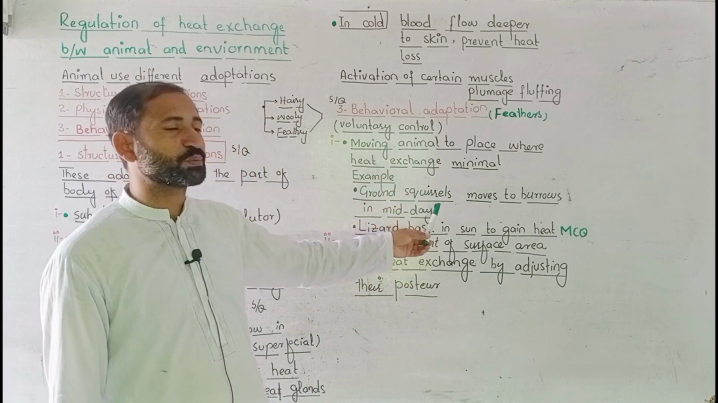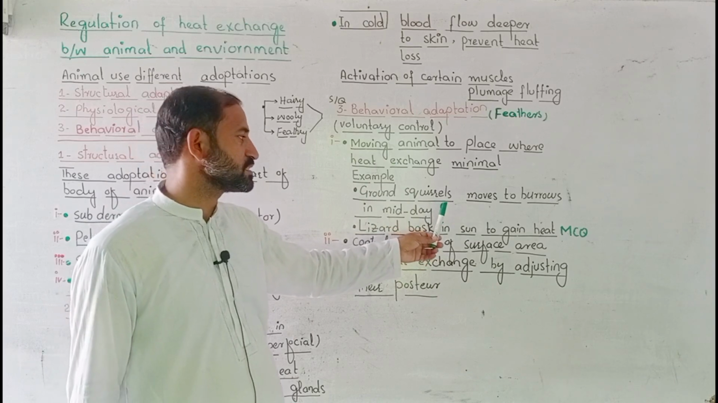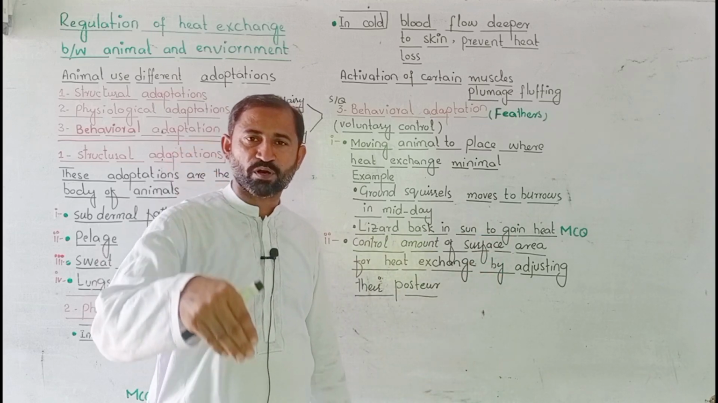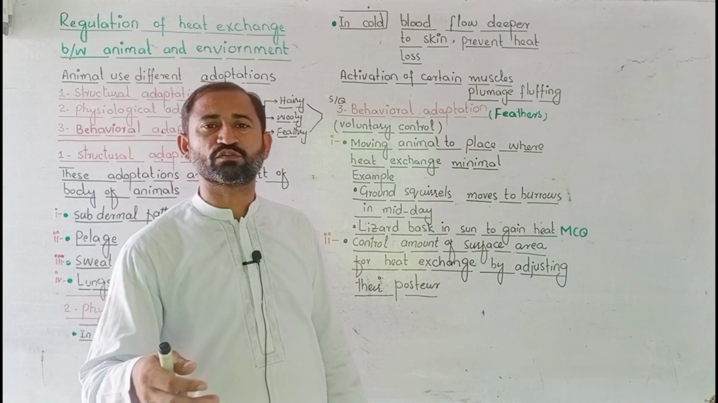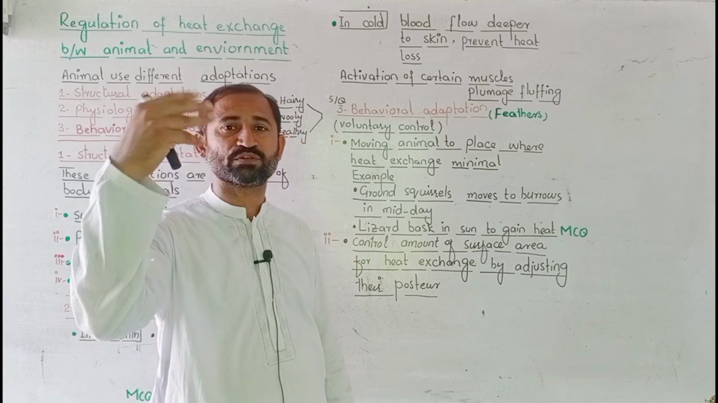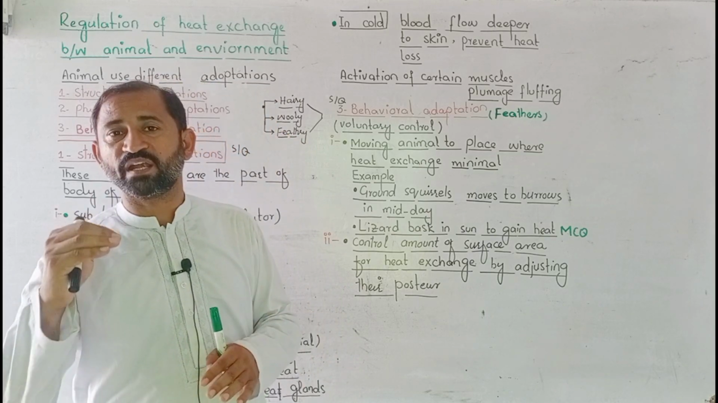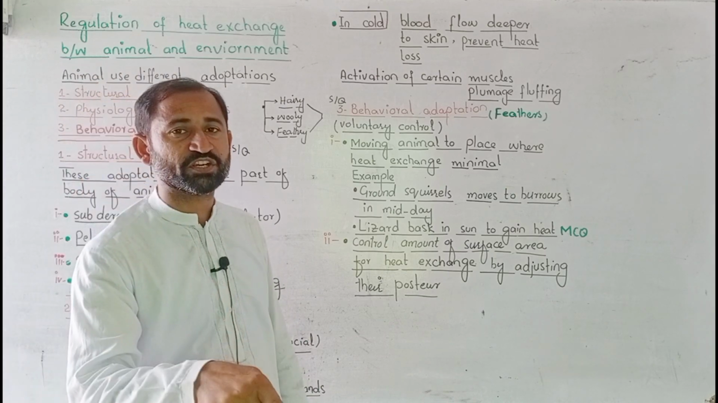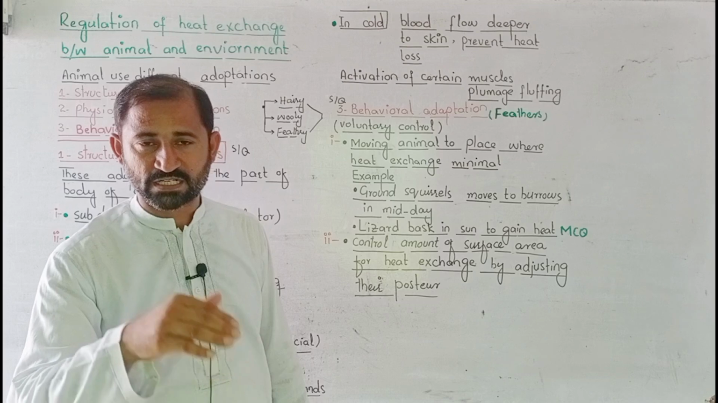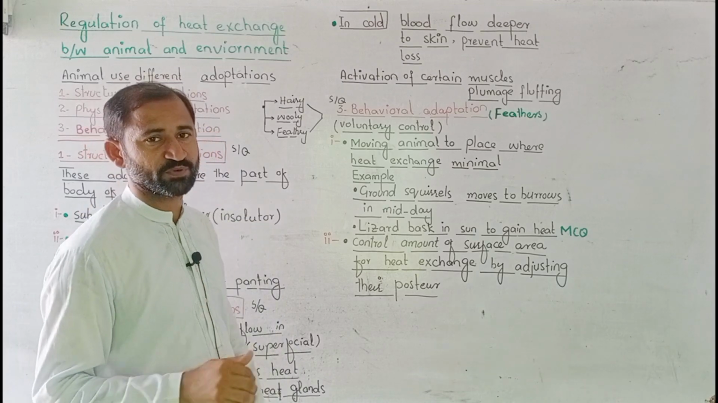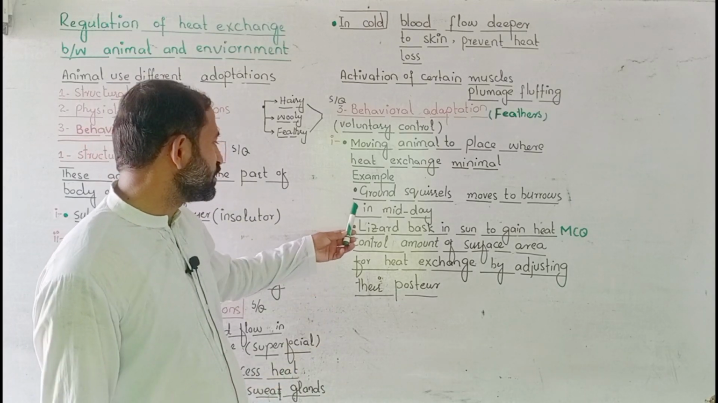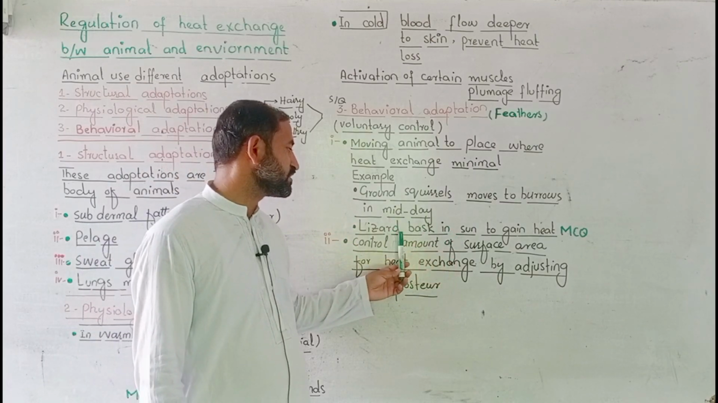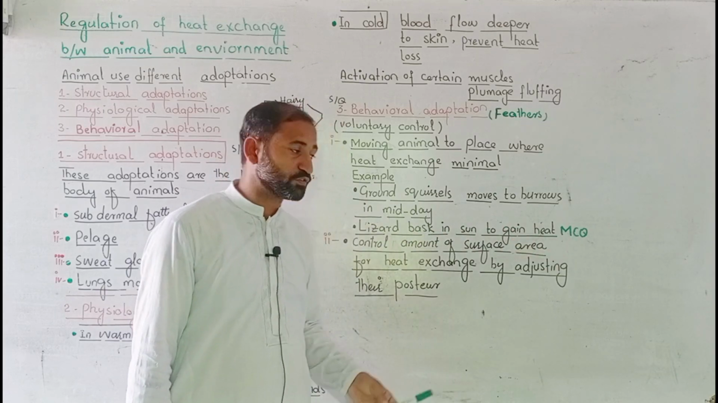For example, ground squirrels are a type of animal. They make burrows or deep channels in the soil, where the lower part of the soil has some moisture, so its temperature is less compared to the top of the soil at midday. So at midday when the outer temperature is hot, they go into the burrows, and that is why they can retain their body temperature at its normal level. And another one is lizards basking in the sun. This is also an MCQ. Lizards bask in the sun to gain heat. This is also an MCQ.